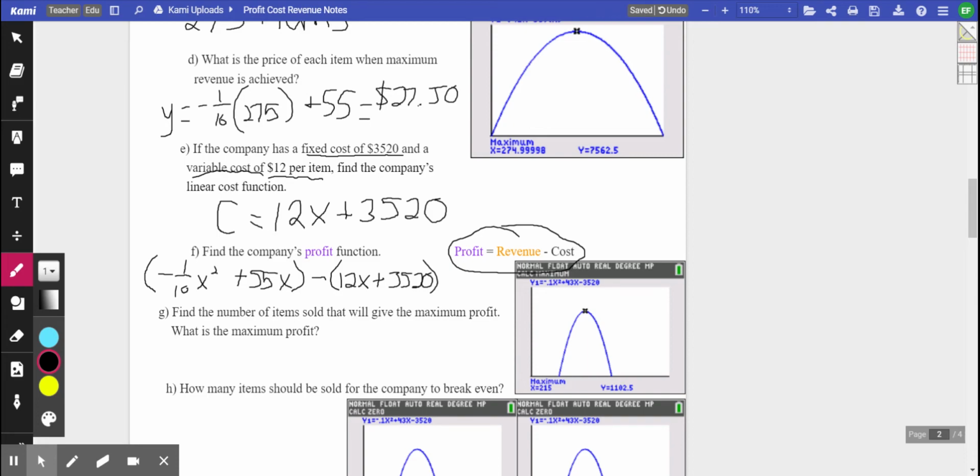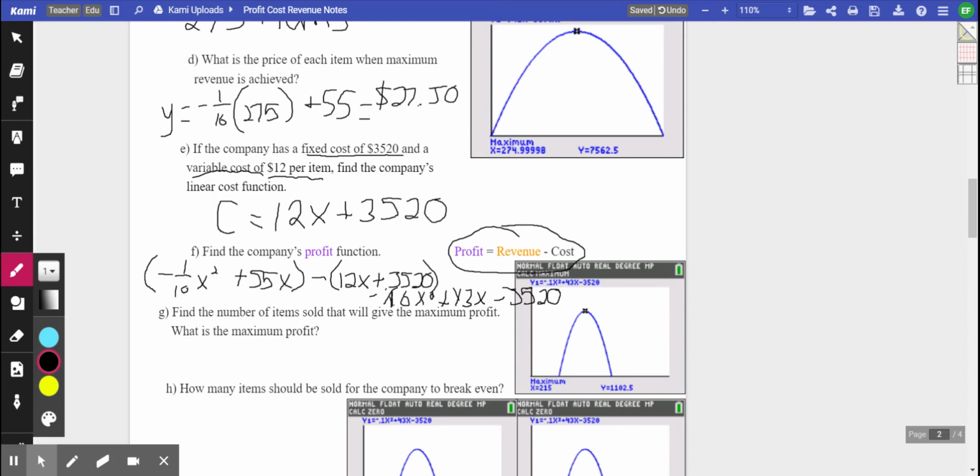If I simplify all this, it looks like I'm running out of space. I should get the -1/10 x squared plus 43x minus 3520. And that gives me my company's profit function.